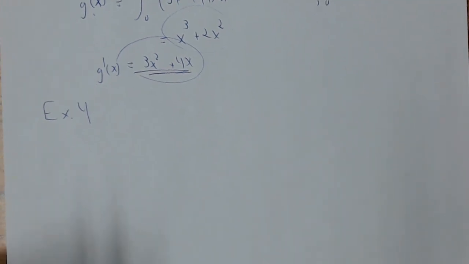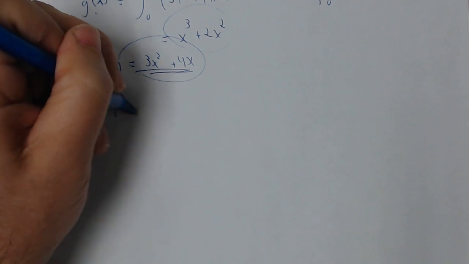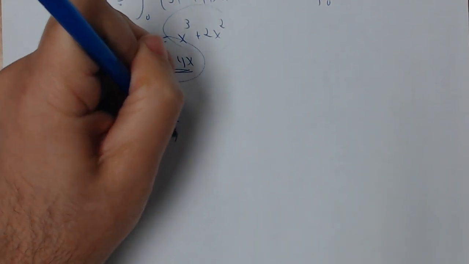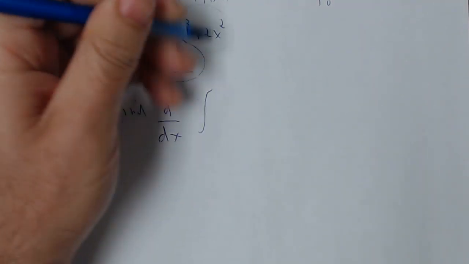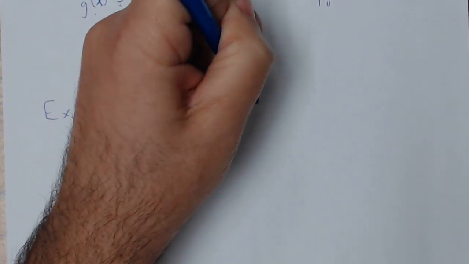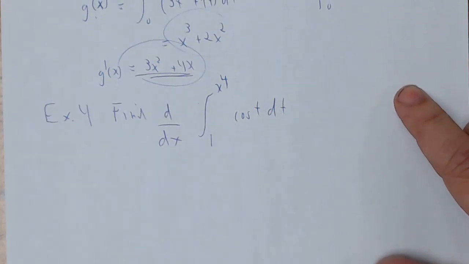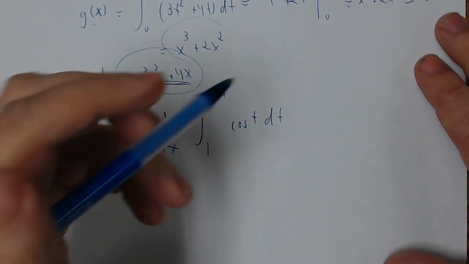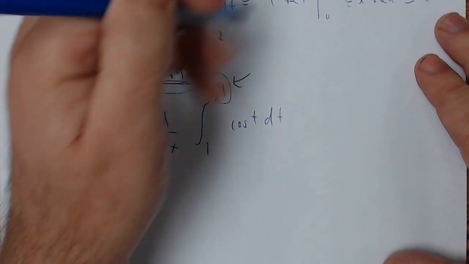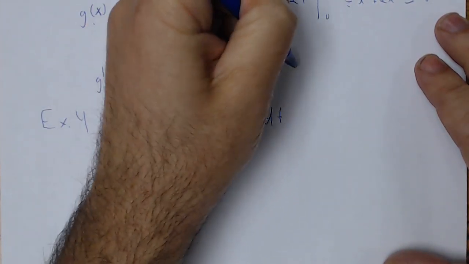And then that'll basically do it. If I say find d/dx of the integral from 1 to x to the 4th of cosine of t dt. Now see, here's what we should be careful about. It's this x to the 4th.